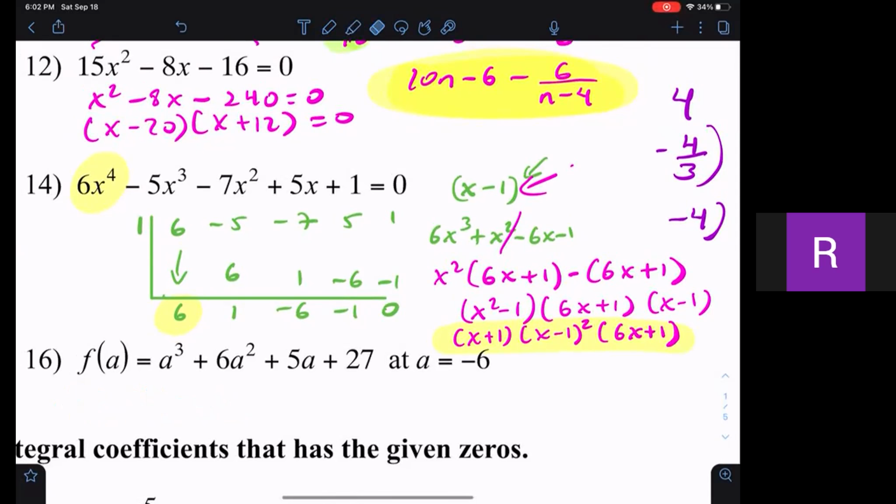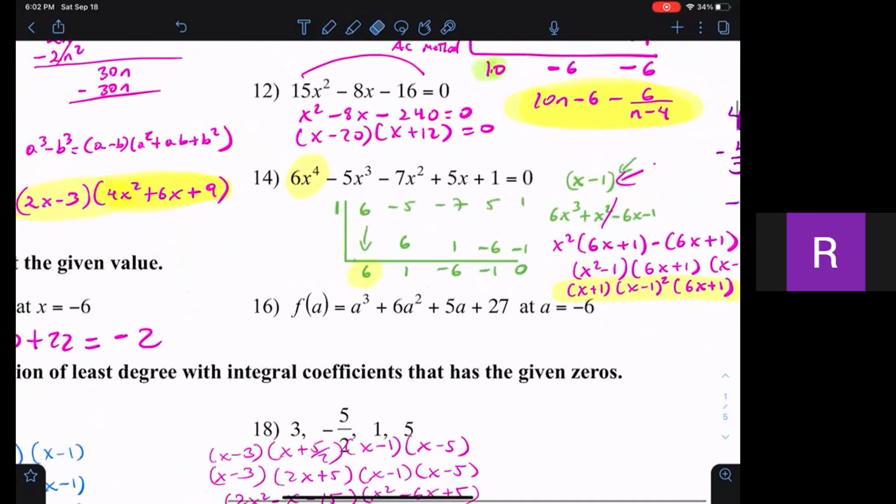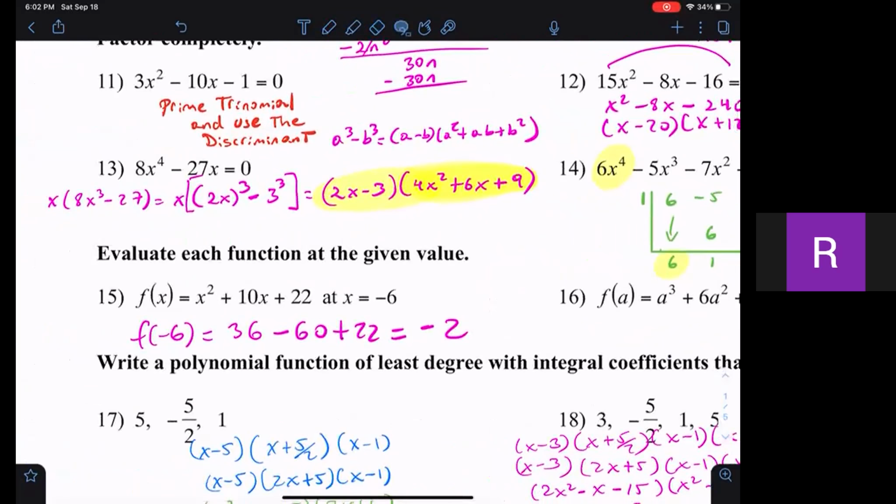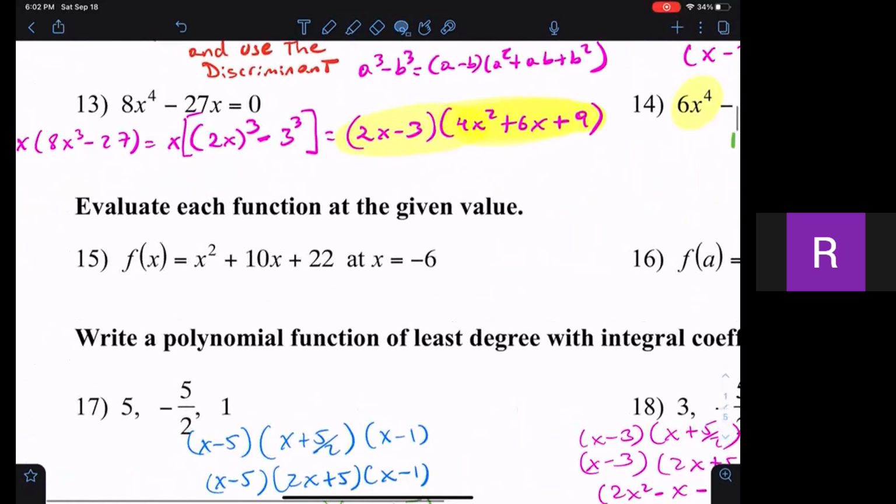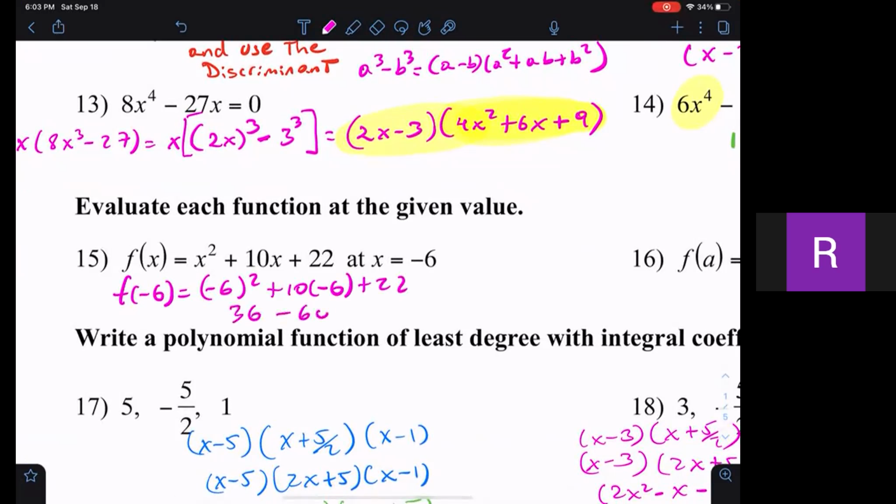Okay, next. So here they want you to evaluate. Evaluate means just plug x in the function and get what's the value of y. So f of negative 6, so that's going to be negative 6 to the second power plus 10 times negative 6 plus 22. So this is going to be 36 minus 60 plus 22.